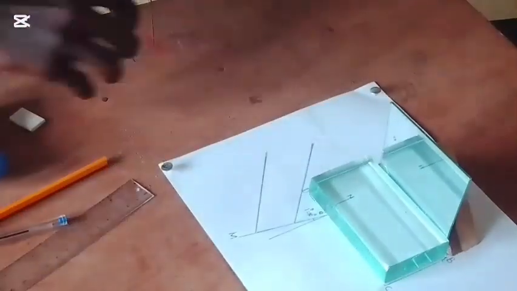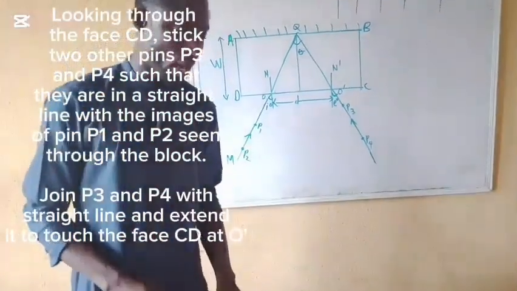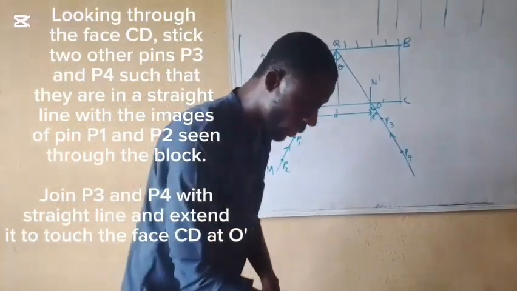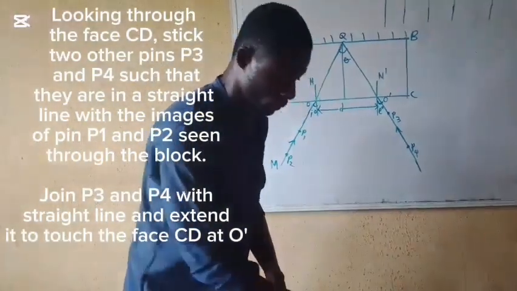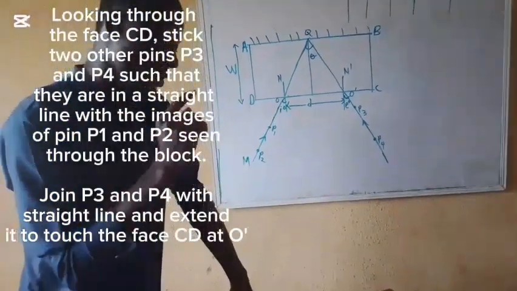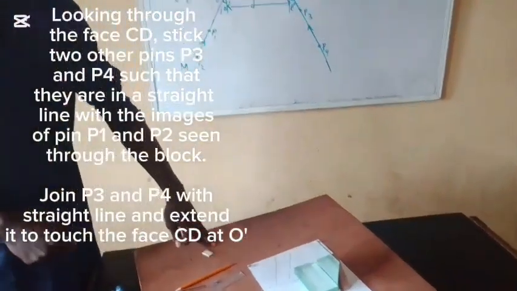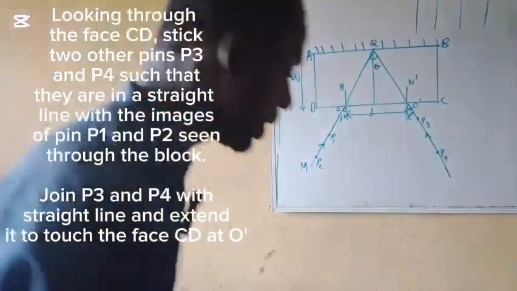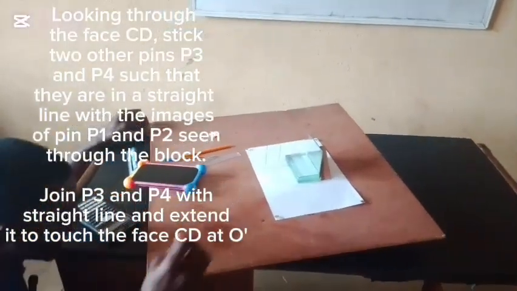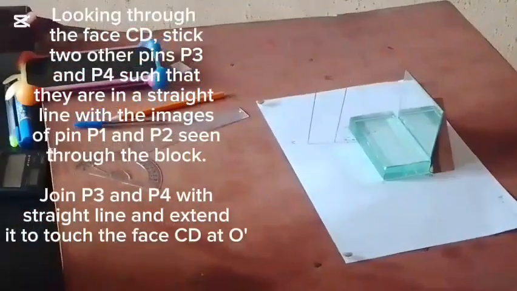The next instruction: we are going to look through this rectangular block, and we are going to locate another pin in such a way that it makes a straight line with our P1 and P2. So we are not looking through the mirror, we are looking through the rectangular block. This mirror just serves as reflection for our optical pin. So let's look through the block and station our other two pins.